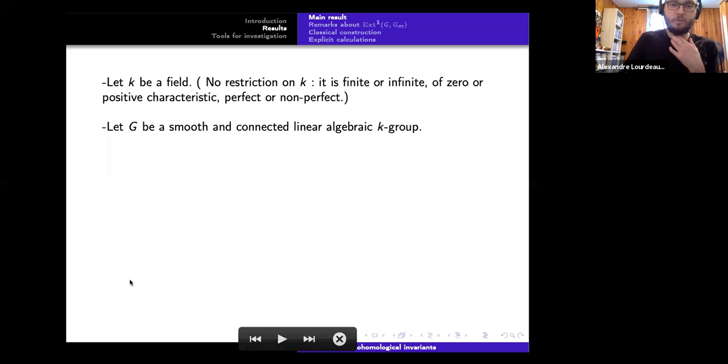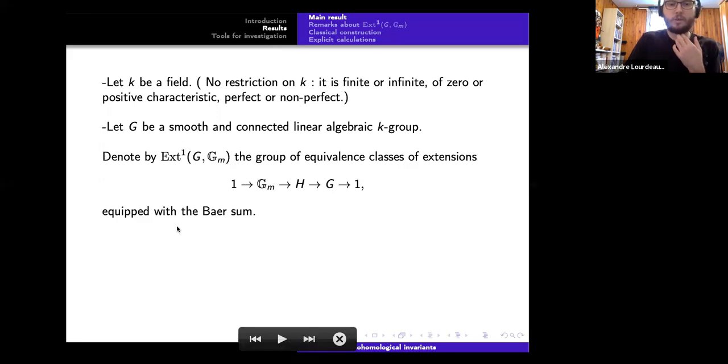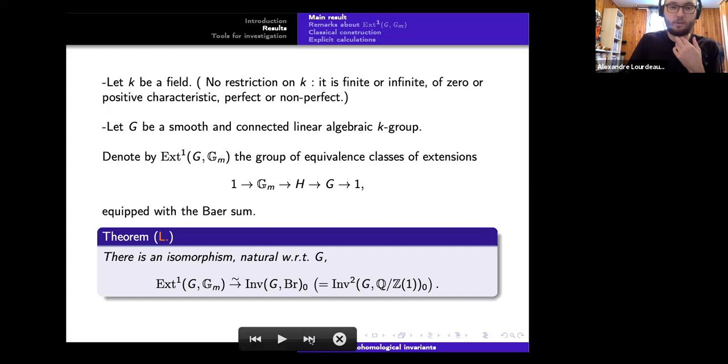So we take G to be a smooth and connected linear algebraic K-group. And well, I recall the notation that X^1(G, G_m) is the group of extensions of G by G_m, equipped with the Baer sum. And the result is that we have an isomorphism, natural in G, from the extension group to the normalized Brauer invariants of G.